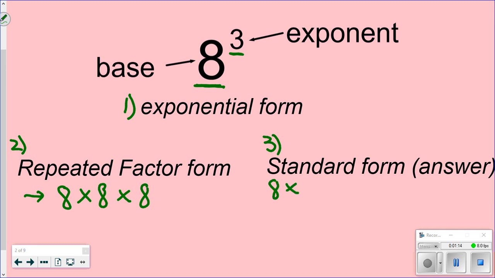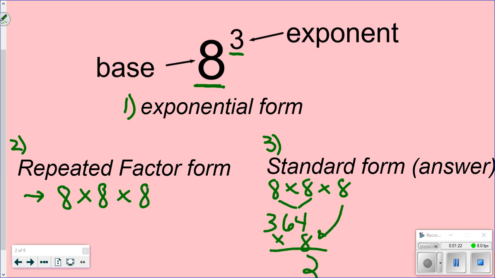So if you take 8 times 8 times 8, 8 times 8 is 64. Then if we take that times another 8, because here's my 8 right here, I get a 2, carry the 3, 48, 49, 50, 51. The answer in standard form would be 512. So 8 to the third power would be 512. That's the answer. So we're going to use all 3 of these forms today, so make sure you know what all 3 of them are.